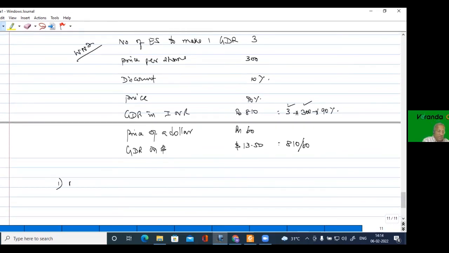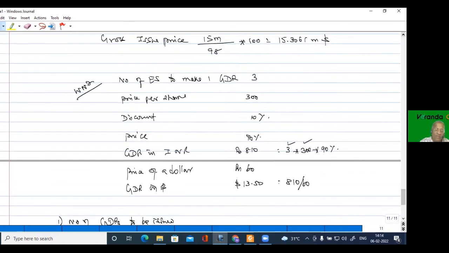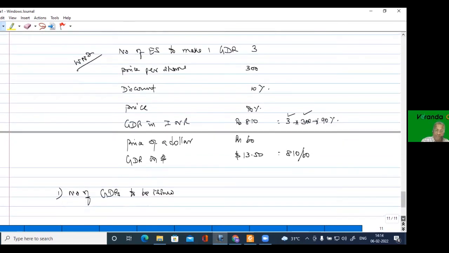What is the question? Number of GDRs to be issued. So first of all, we know that it is 15.306 million dollars divided by 13.50 dollars per unit. So that gives the number of GDRs.